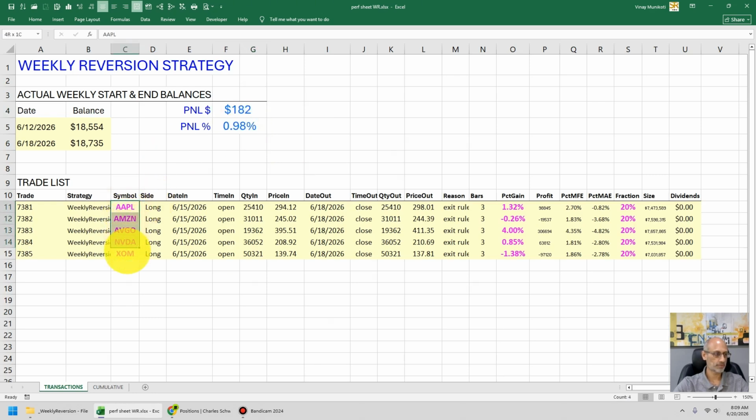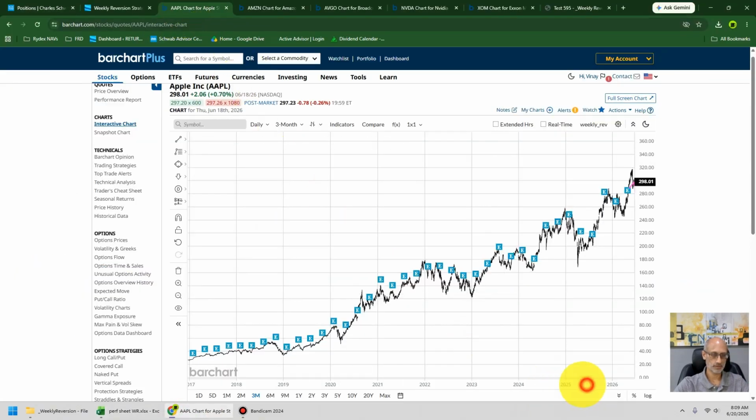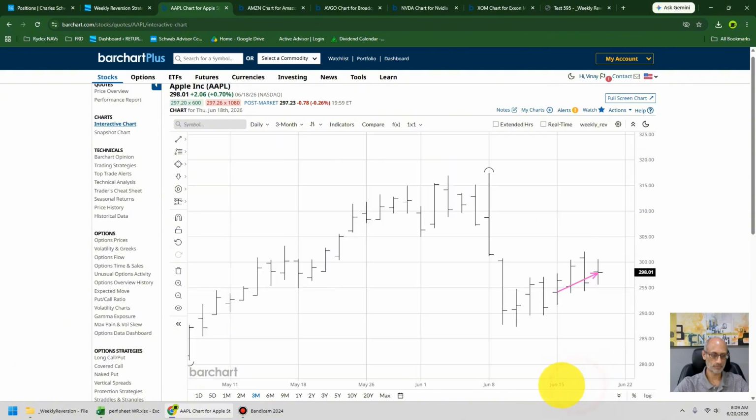And these were the 5 positions that were held in the portfolio last week. First one is Apple. Apple was up 1.32% over the week. And this is how the trade looked for Apple.